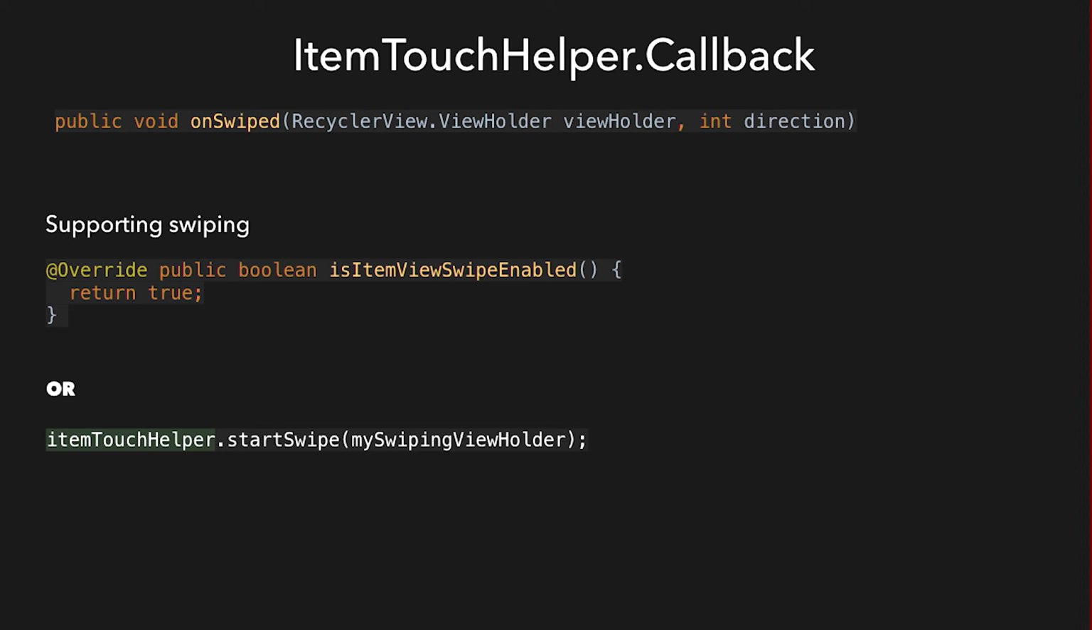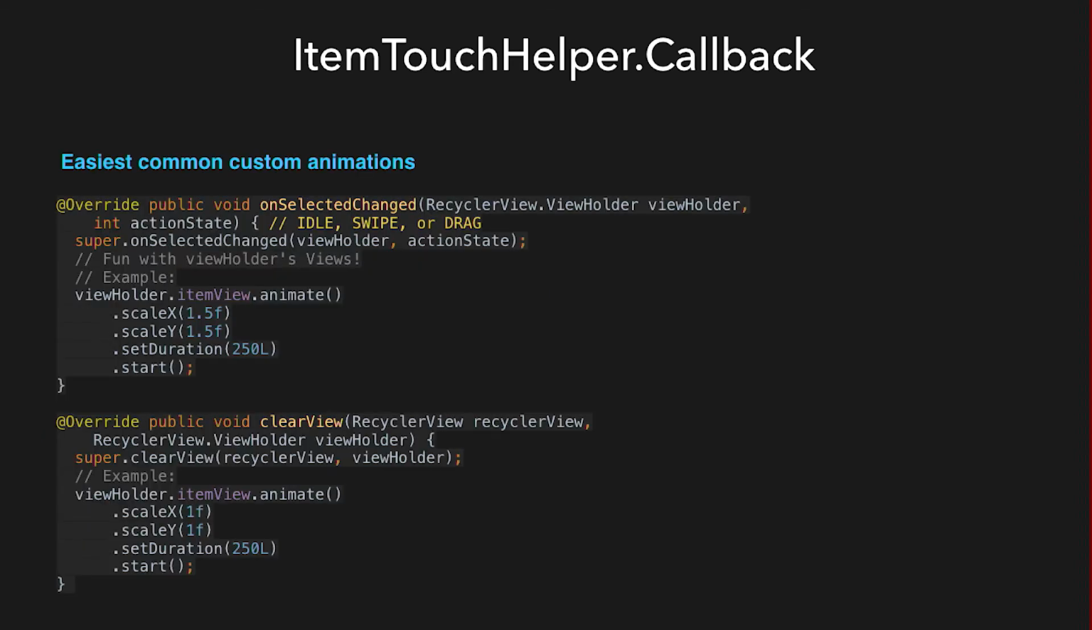This also provides the action state, so we can know, are we idle, are we swiping, or are we dragging? Because dragging and swiping actually tend to be very different movements for very different use cases. But it's as simple as just animating on your view right there, and you don't have to worry about state management for your different views within your RecyclerView.